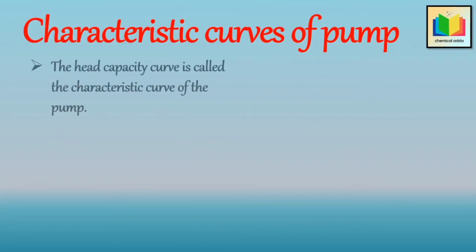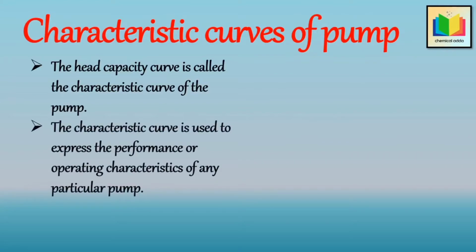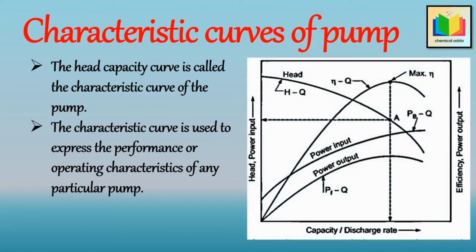So the head capacity curve is called the characteristic curve of the pump. The characteristic curve is used to express the performance or operating characteristics of any particular pump. The figure shows the operating characteristics curve of a pump, where the head H, power P, and efficiency eta is plotted against the discharge rate or capacity Q. For that, tests are performed for pump under varying conditions, and the results of such tests are plotted.